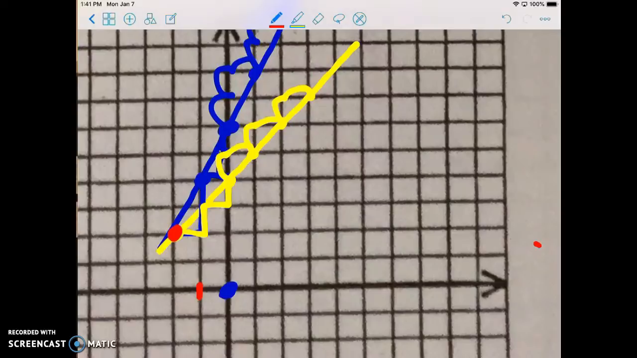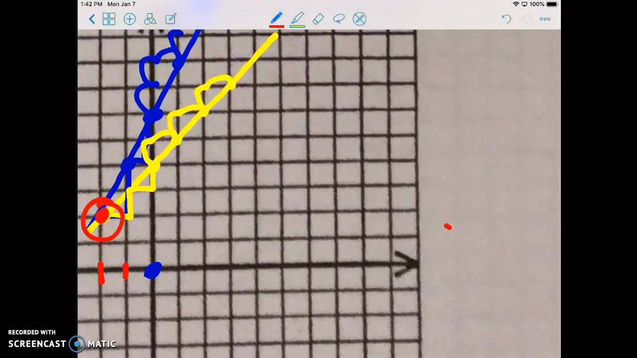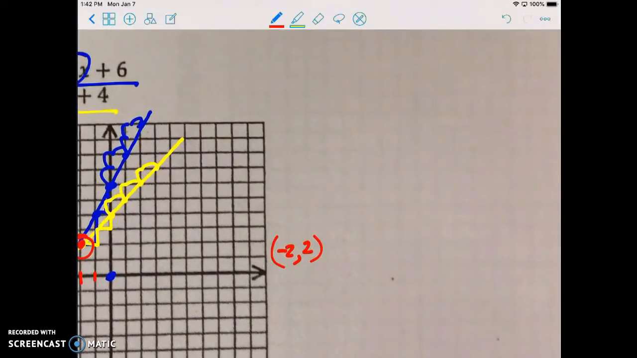So now you saw what happens if we just estimated a little bit wrong. That's why we're having you plug it in. Because sometimes when we draw our lines, they're going to be off a little bit. So you plug it in to make sure you got the right answer. So this is actually negative 2, positive 2. And now we check.